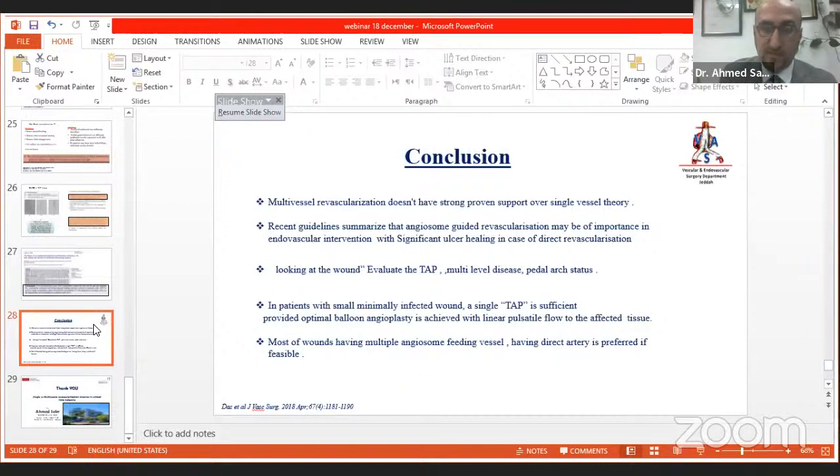Before any intervention, we have to look at the wound, evaluate the target artery pathway, whether we have multiple vessel disease or not, and what is the status of the pedal arch. In patients with a small, minimally infected wound, a single target artery path is sufficient, provided optimal balloon angioplasty is achieved with in-line pulsatile flow to the affected tissue. And note that most wounds have multiple angiosomal feeding vessels, and having a direct artery is preferred if feasible.